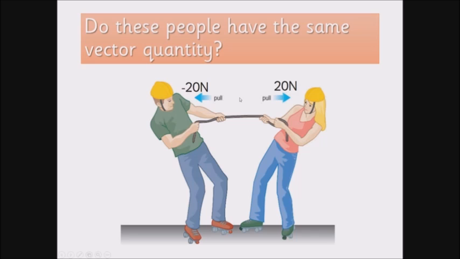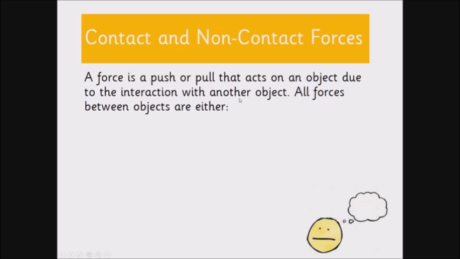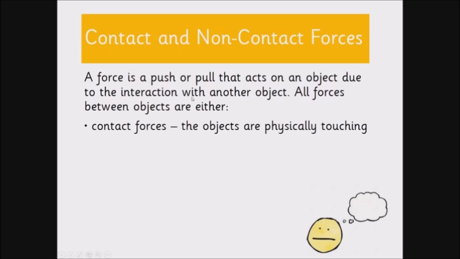We will do more about this when we talk about Newton's laws. Okay, some definitions of forces: contact and non-contact forces. This is very straightforward. Forces are normally pushes or pulls that act on an object due to the interaction with another object. All forces are either contact, so the objects are physically touching. So if you physically push or pull something, so if you put a rope on something and pull it, that's a contact force.